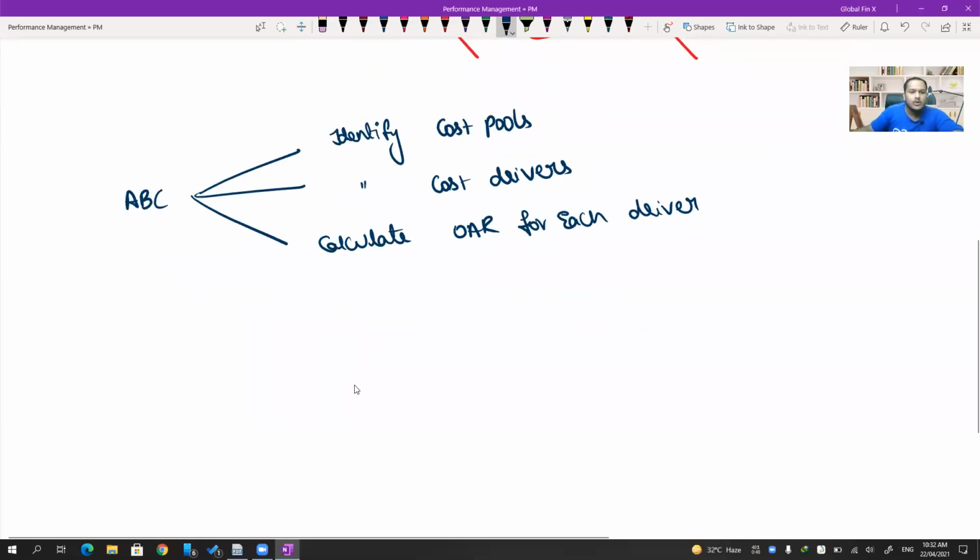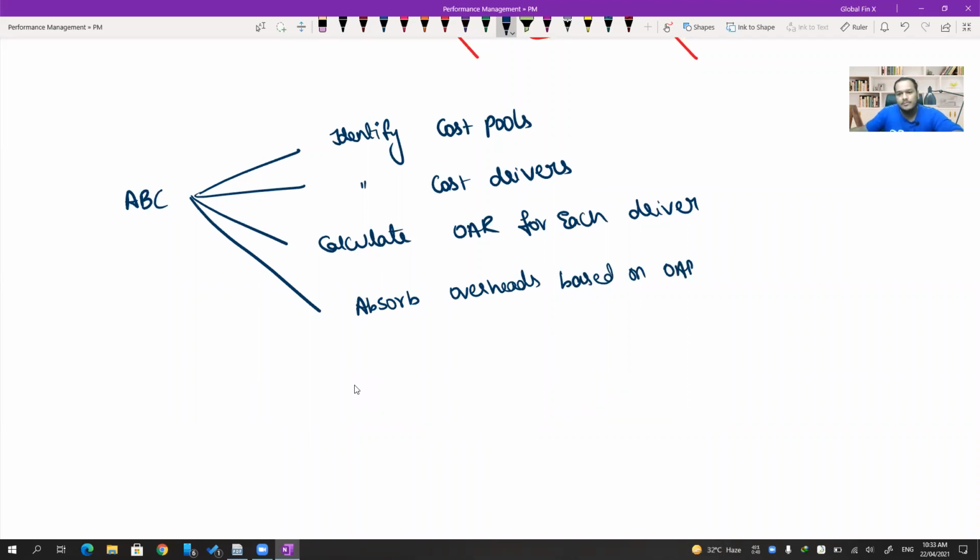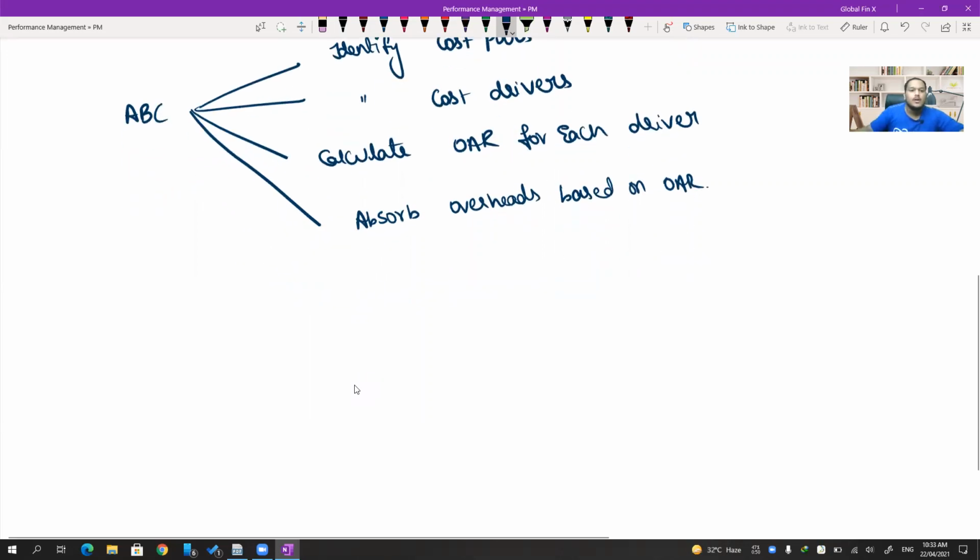Just calculating OR, absorb overheads based on OR. Okay. Calculate total cost per unit.